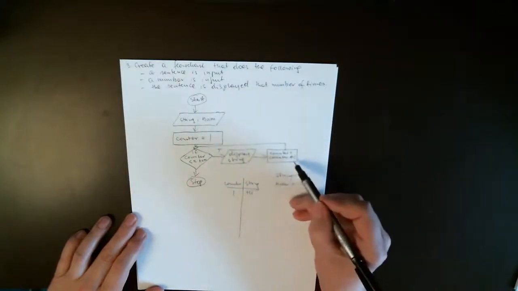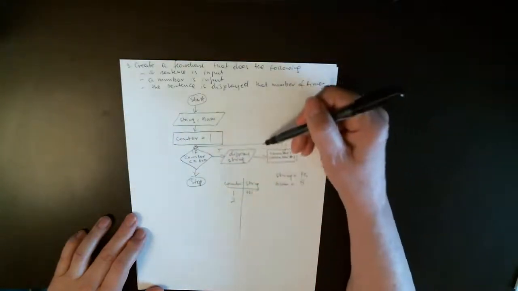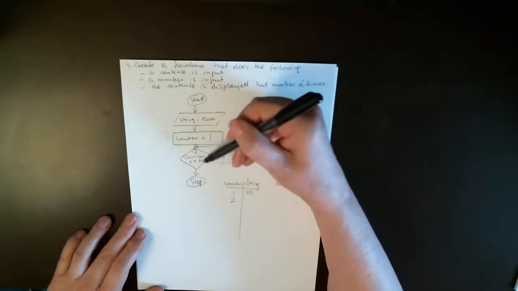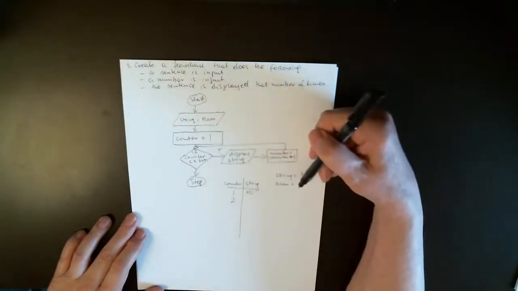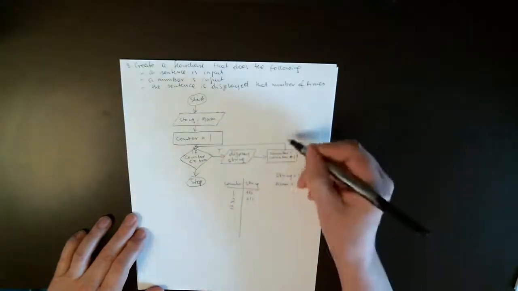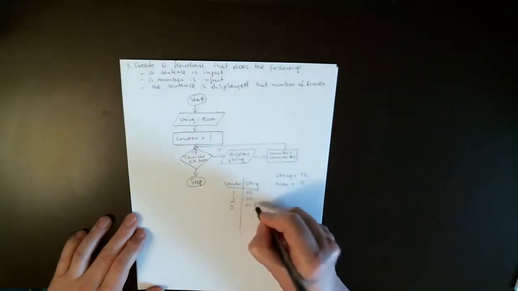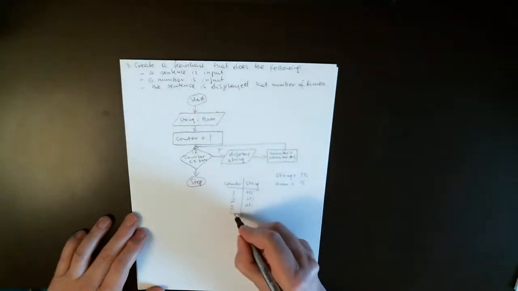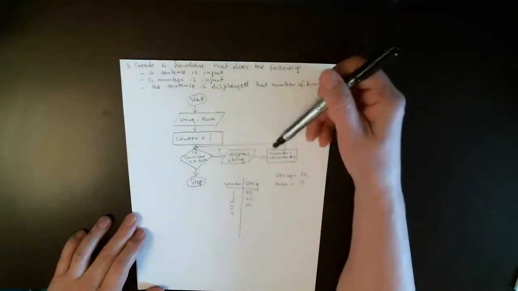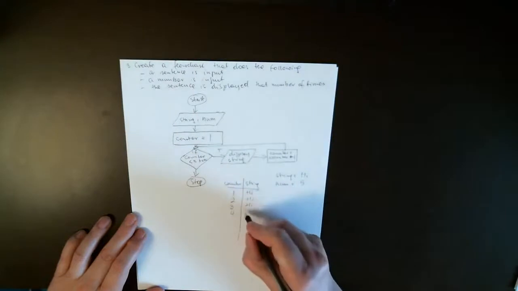Then the counter becomes 1 plus 1, which is 2. All right, and with the 2, we're coming right here. Is 2 less than 5? Sure it is. Display high. And the counter becomes 3. Is 3 less than 5? Sure it is. And the counter becomes 4. And again, with 4, is 4 less than or equal to 5? Sure it is. High again, and then it becomes 5.